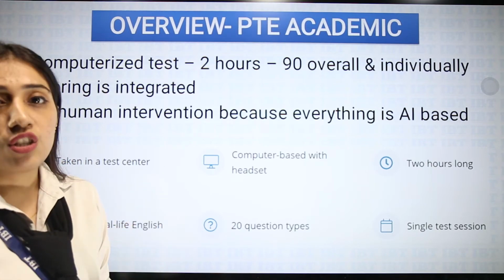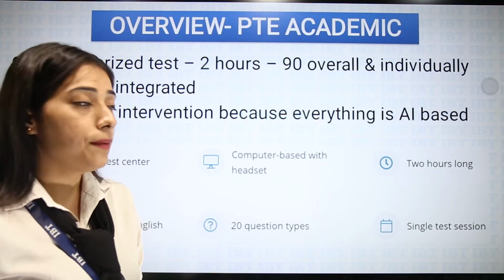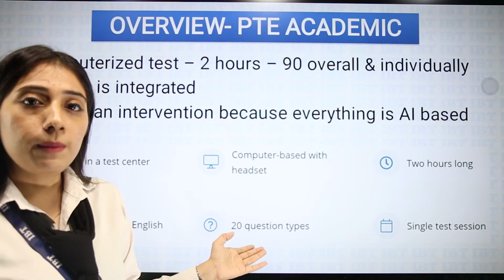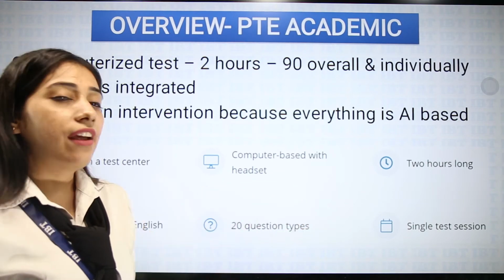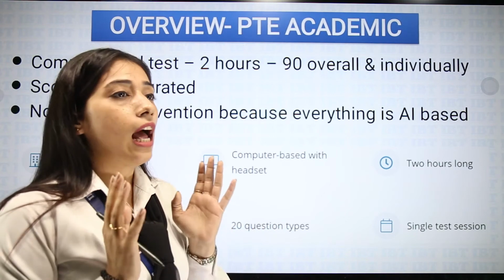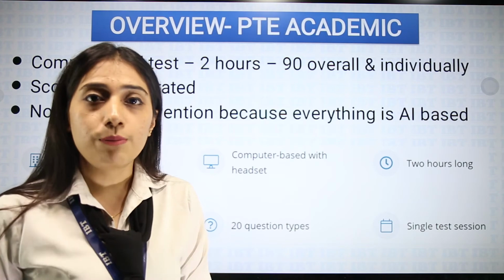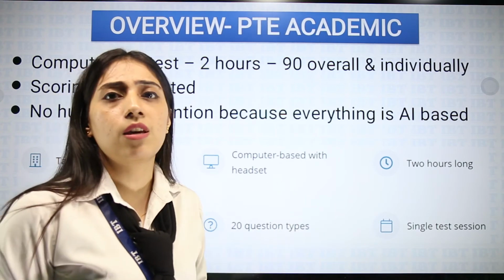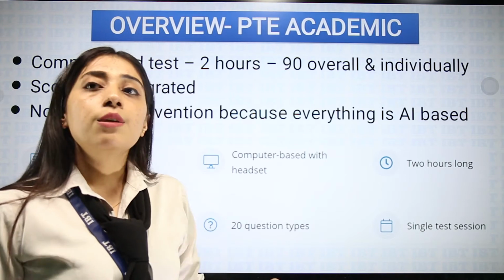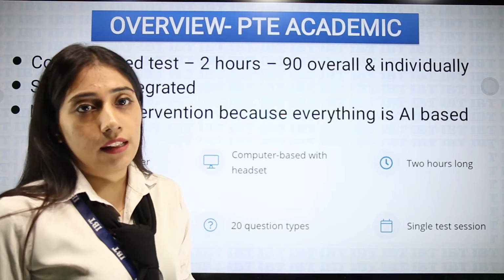and the test will ideally assess your real life English, how you use English in your day-to-day life. Then there will be 20 different types of questions that you'll be getting in your test, and every test is like a single test session. It is unlike IELTS, where you have your listening, reading and writing on one particular day and you have speaking maybe a day after or a day before the other 3 modules. But in PTE, everything will be on the same day itself.